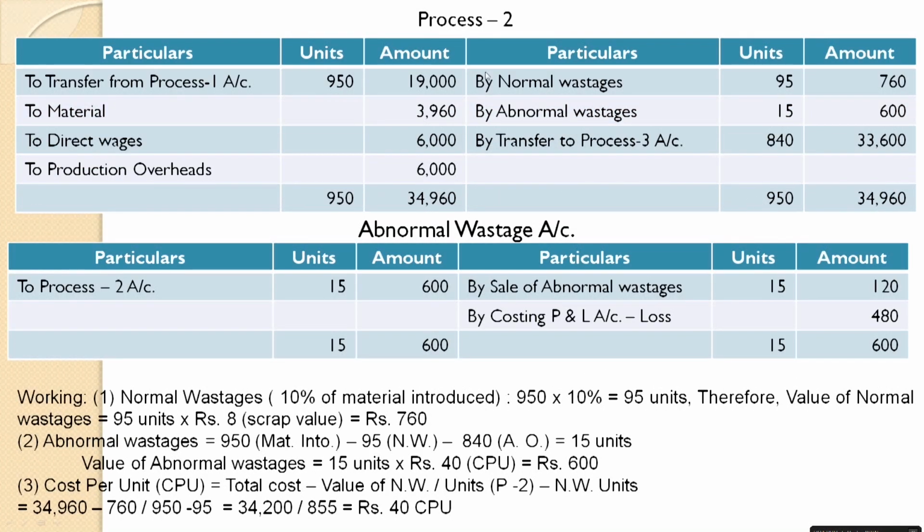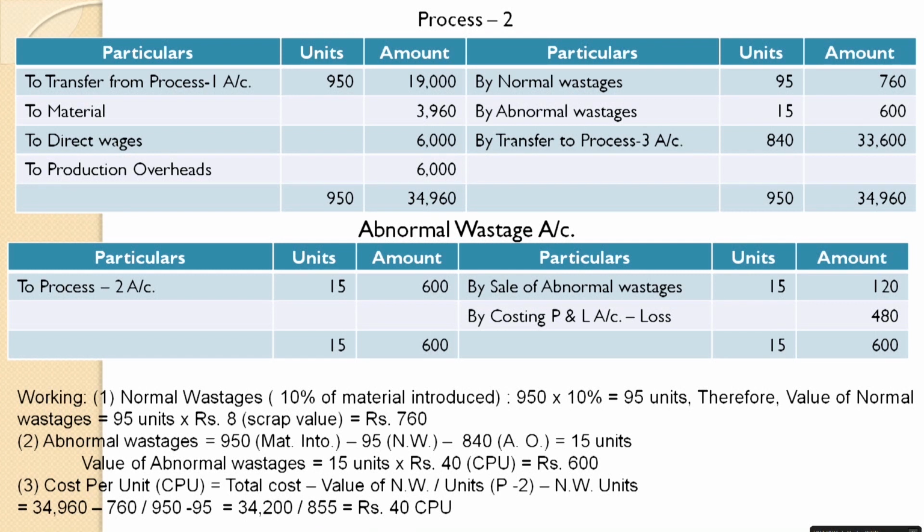So now see the process 2 account debit side, the first item is where we transfer this amount from, that is process 1. So in front of this 950 and 19,000, we will have to write transfer from process 1 account. In the units column it is 950 units, and in the amount column it is 19,000. So it means that 950 units have been transferred from process 1 along with the amount of rupees 19,000, which is calculated as per the CPU at rupees 20 per unit.